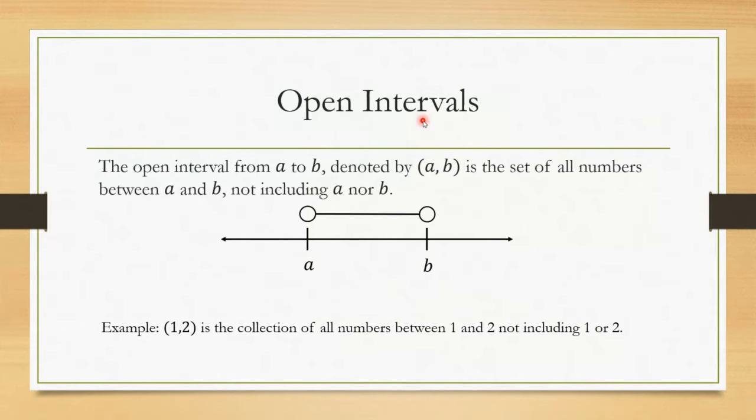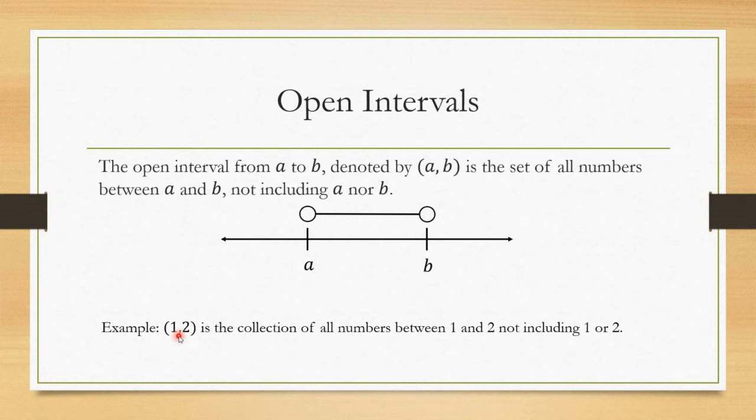And that's what the parentheses are there to tell us. The parentheses tell us that we're not including A and B. And now, if we were to graph it, this is what we would do. We would have open circles over A and B. Then we draw a straight line connecting them. So, for example, this here is all numbers greater than 1 and less than 2, but we're not including 1 and 2. Those are not in there.